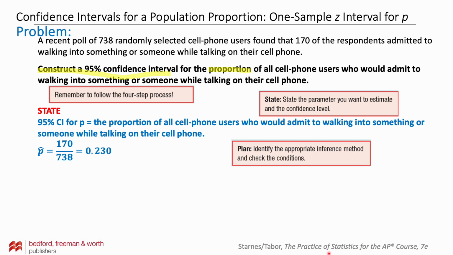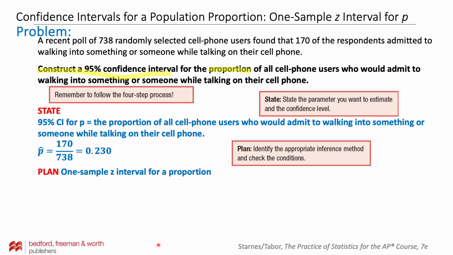Now the next one is the plan. So we need to identify the appropriate inference method. So remember at the beginning we highlighted proportion, and we're talking about the confidence interval. And there's only one sample here. So our inference method that we're using in our plan section is one sample Z interval for a proportion.